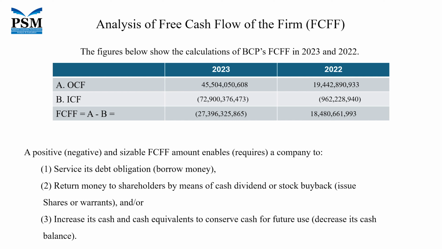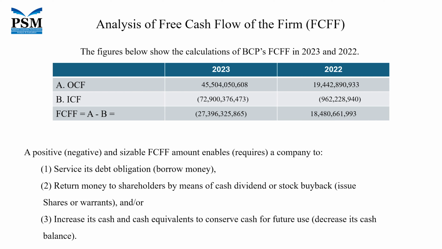Now for 2023, the company's free cash flow was a negative number. It is negative because the total amount of investment, or investing cash flow, is larger than the total amount of operating cash flow. For example, we want to calculate the FCFF of this company, PCP, for the year 2023. The data comes from the statement of cash flow.